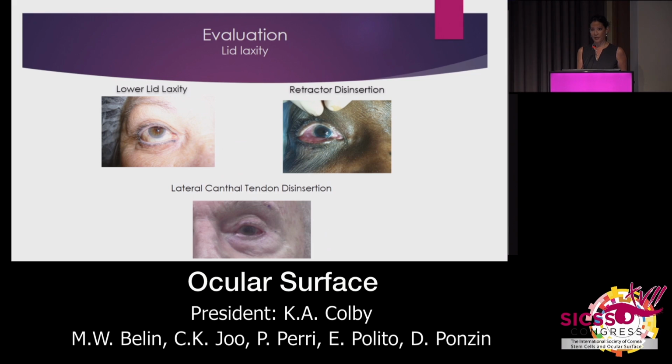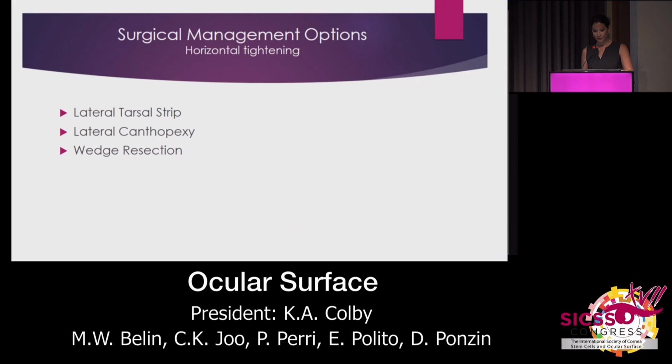But when you evaluate your patients in clinic and they have lid laxity, it could be due to many different issues. You can have straightforward lower lid laxity and the eyelids well opposed to the globe still. You can have retractor disinsertion, which you see there on the upper right side, where the eyelid is fully flipped out, or you can have lateral canthal tendon disinsertion, and I'll go over each of these. What you want to do for any of them is horizontal lid tightening, either through a lateral tarsal strip, a lateral canthopexy, or a wedge resection.